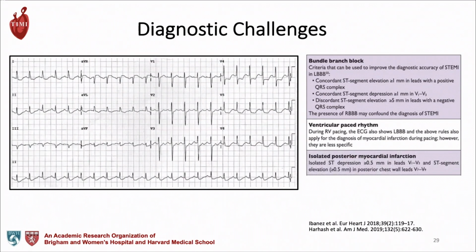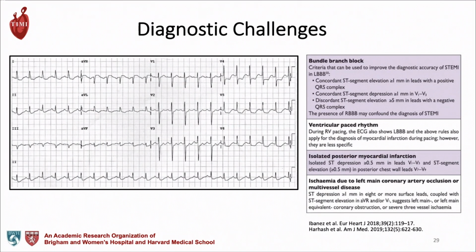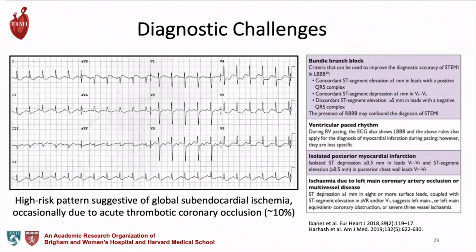And then the final diagnostic challenge that comes up often, and it seems to come up often in the intensive care unit, is this pattern that we see here, where there's ST segment elevation in AVR, and then there's diffuse ST segment depression across a number of different leads. This can be a sign of ischemia due to left main coronary artery occlusion or multivessel disease. I'll say that this pattern in general is just suggestive of a global subendocardial ischemia. And most of the time, this is not actually related to acute thrombotic coronary occlusion, but about 10% of the time it is. And so we have to be vigilant when we see this pattern about making sure that this is not actually what is going on with this patient.